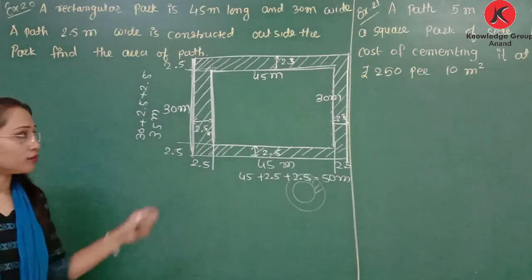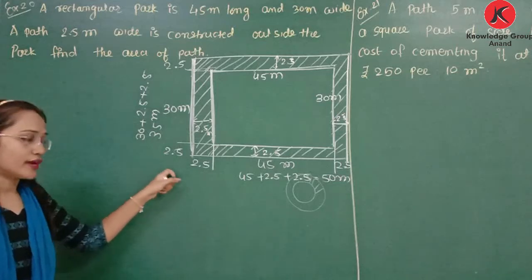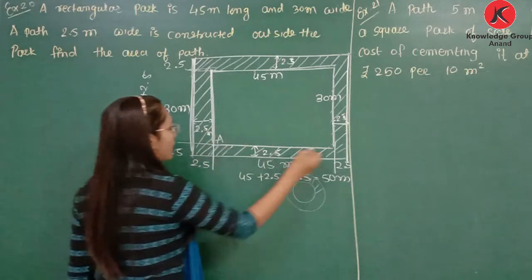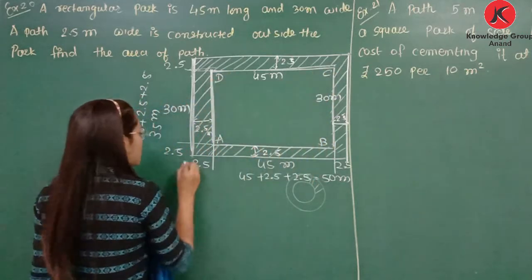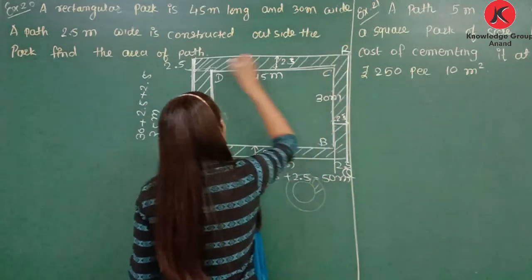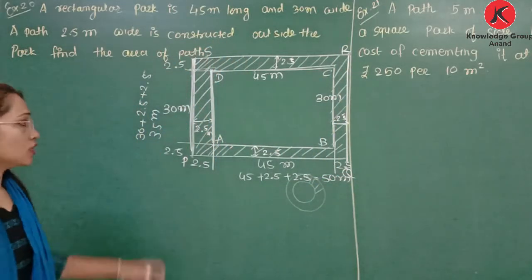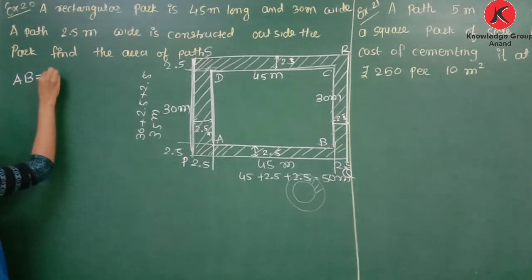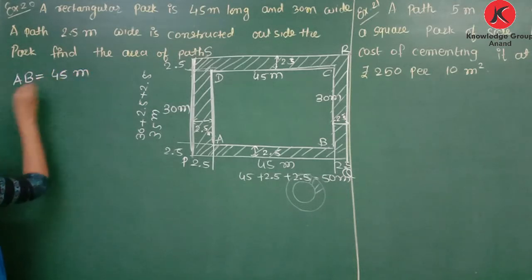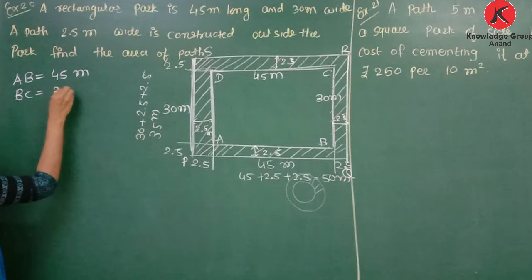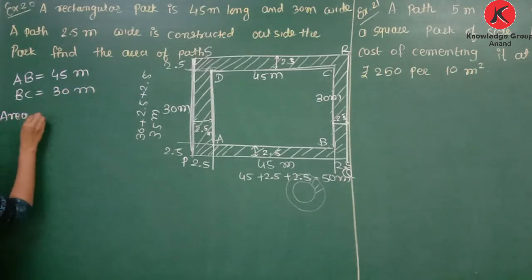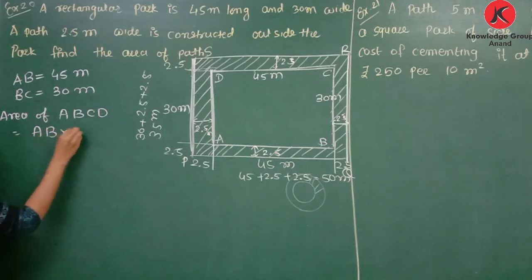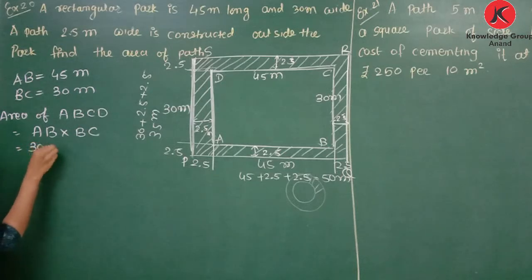So we can find the area of outer rectangle also. So let's start to find the area of rectangle. Here we will give the name of inner rectangle and outer rectangle. Let's give this name A, B, C, D. And this is P, Q, R, and S. Clear? So here we can write AB, that is 45 meter, and BC, that is 30 meter. So area of ABCD, that is length multiplied by breadth, so 30 multiplied by 45.